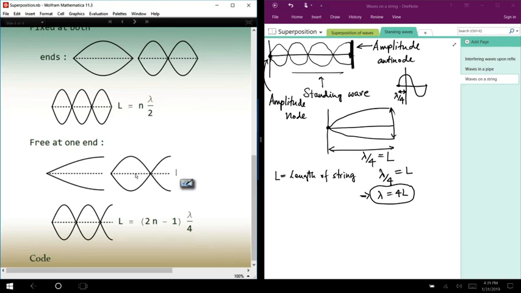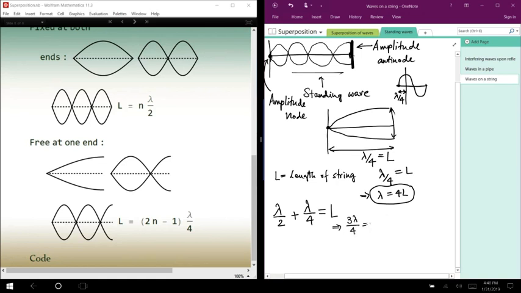Well, we can put as many nodes as possible in between the node at the wall and the antinode in my hands, right? So the next obvious situation is shown in this picture. The distance from one node to the next node is lambda over 2, right? So lambda over 2 plus lambda over 4 represents the distance from that node to the nearest antinode. So that's lambda over 4, and the sum total of these two has to be equal to the length of the string. So this means that 3 lambda over 4 is equal to L.